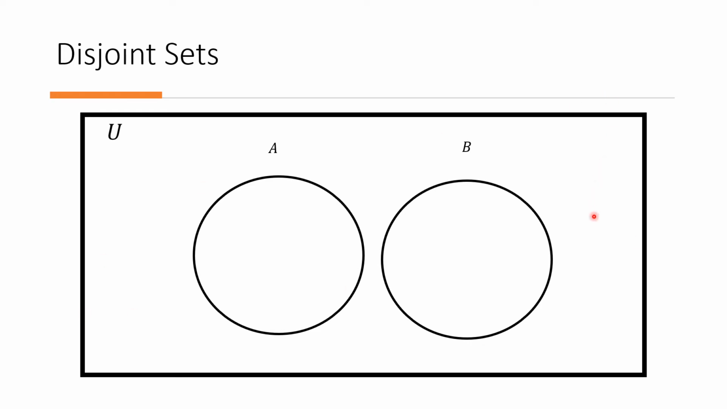Another concept with Venn diagrams is that the sets may be disjoint, where there are no common elements between the two sets. So once again, this is the universal set, this is set A, and this is set B. They are not connected because there are no common elements between set A and set B.